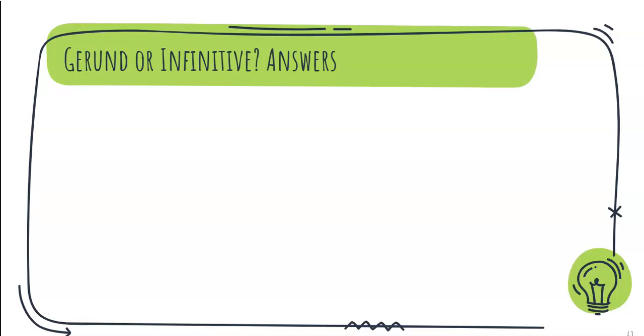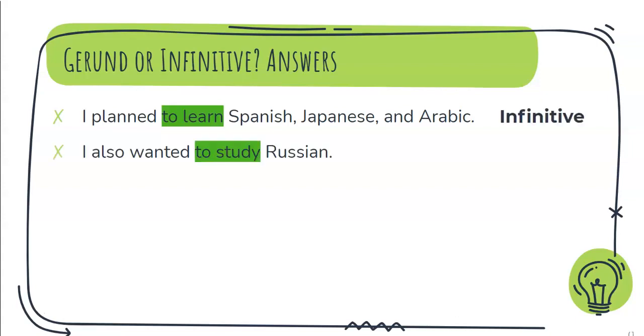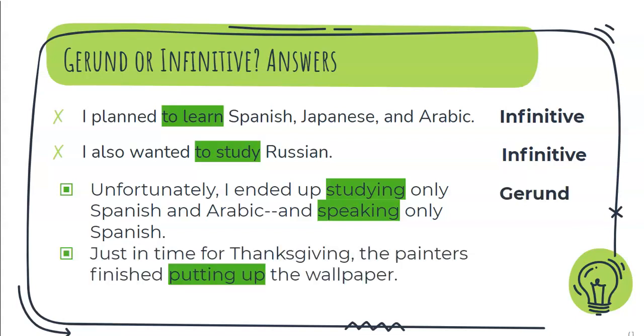Okay, let's see how you did. For number 1, the verb is to learn, and it's an infinitive. In number 2, the verb is to study, also an infinitive. Number 3 has 2 verbs, studying and speaking, which are both gerunds. And in number 4, the verb is putting or putting up, which is a gerund.